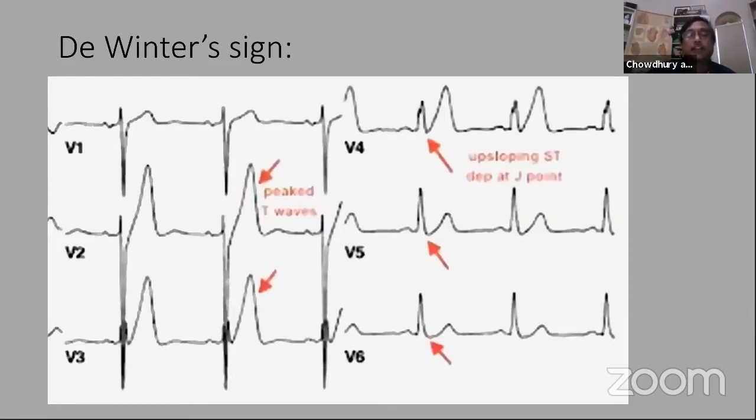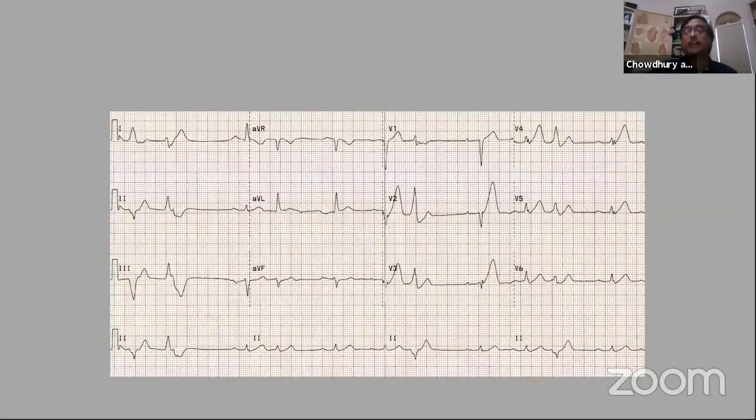If you see this, this is described by Dr. Winter. This is called the de Winter sign. It is like, in the V1, V2, V3, you see ST depression, then a sharp angle and hyperacute T. You can have a differential, but again, clinical history, if the patient is having chest pain, diaphoretic, short of breath, patient is sweaty, and then looking very sick, and this EKG, you need to worry about whether this is a de Winter sign, could be suggestive of a proximal LAD.